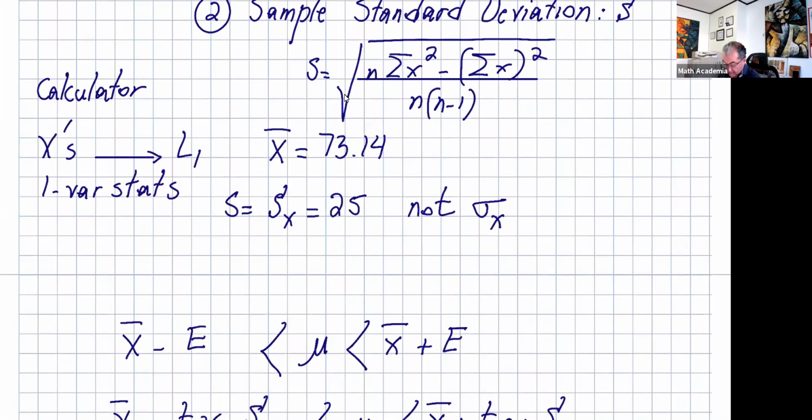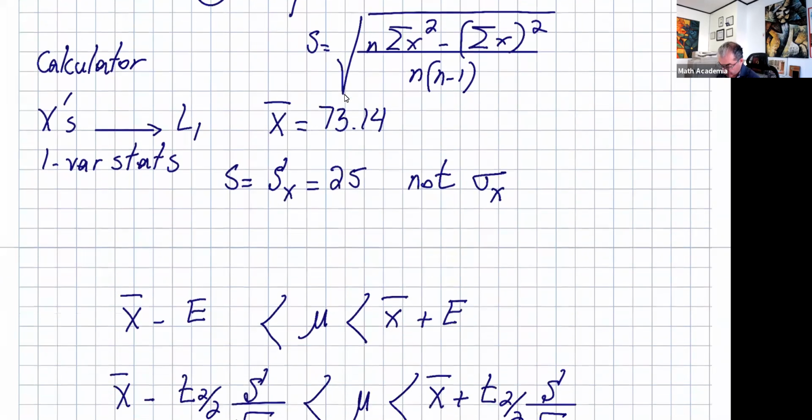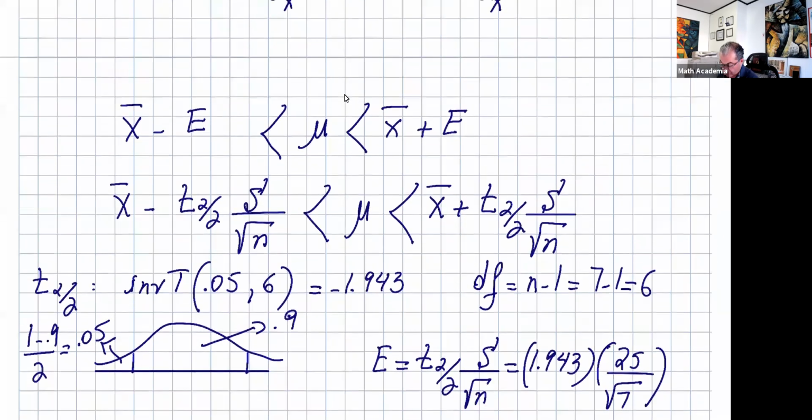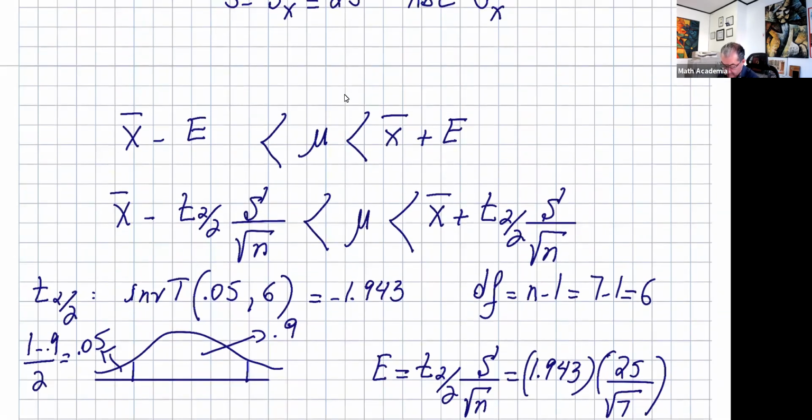So this is the confidence interval. x bar, we already found by using our calculator, is 73.14, minus E, and x bar plus E. The formula for E, since we have s, we're going to use t: x bar minus t sub alpha over 2 times s over square root of n is less than mu, and less than x bar plus t sub alpha over 2 times s over square root of n. Now what we need to do is find this critical value.